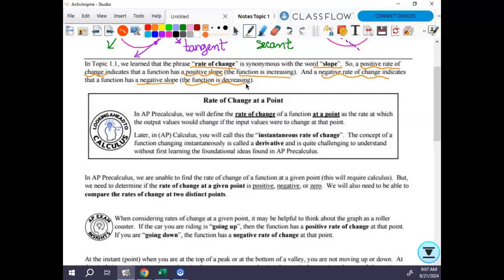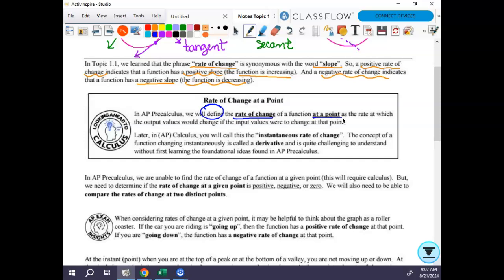Okay. Looking ahead to calculus. In AP pre-calculus, we will define the rate of change of a function at a point as the rate at which the output values would change if the input values would change. So change in y over change in x, that type of thing. Later, in AP calculus, or really in any calculus, AP pre-cal is kind of meant to be before AP calculus, but I realize some of you are seniors or some of you might be in early college and you don't actually take AP calculus, but you'll take calculus. All this still applies.